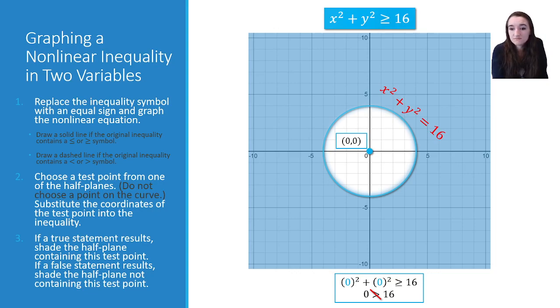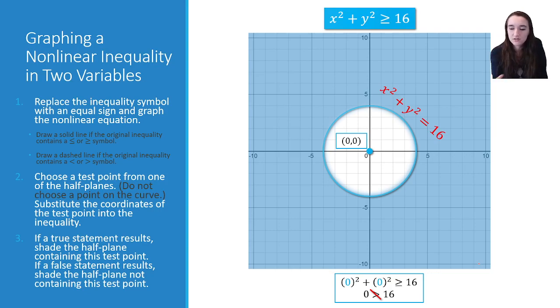Which means, essentially, I should, once again, check my work by plugging in a point that's outside just to make sure everything works out, but this would be your basic answer to a nonlinear inequality. So it's basically the same steps every time.